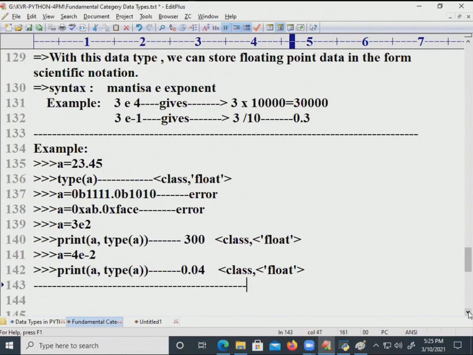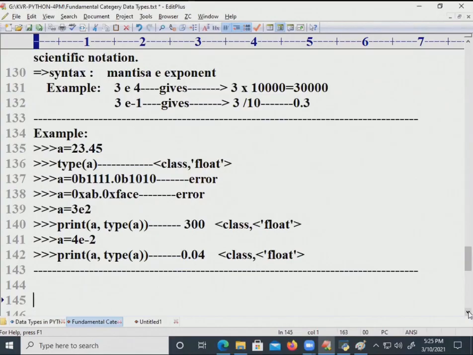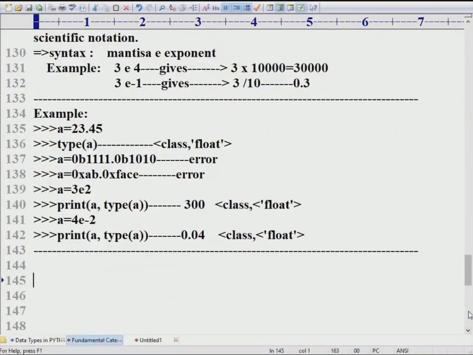This is about the floating point data type. Regarding the mantissa and the scientific notation, nothing to worry, I'll take that in the class. Next, we'll go to which data type? Bool data type, the third data type, bool.